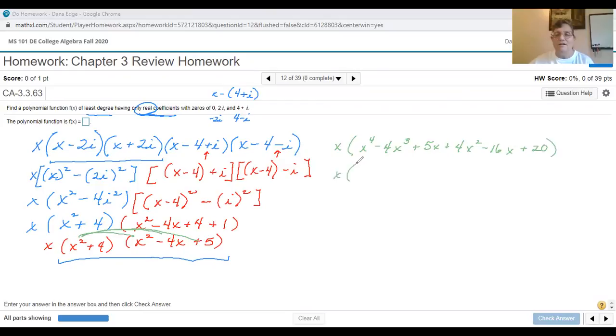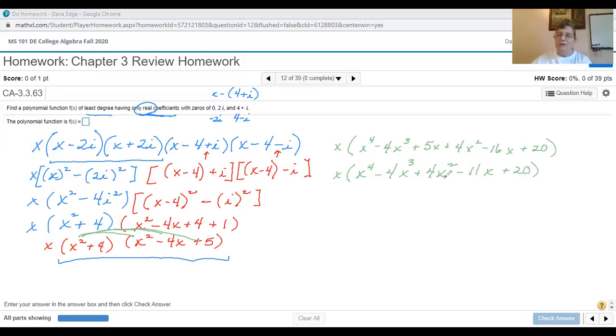So I've still got this x out front. I've got 1x to the 4th term. I have a single x cubed term, so minus 4x cubed. I have only one x squared term, plus 4x squared. x to the 1st, so positive 5 and a negative 16 would be a negative 11x. And then the plus 20.